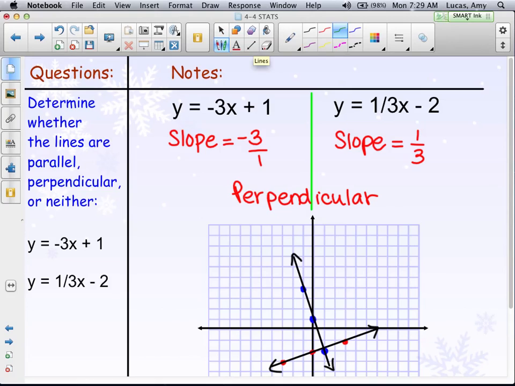You can see from my graph that it does look like they intersect at 90-degree angles. So it makes sense to me that those lines are perpendicular.